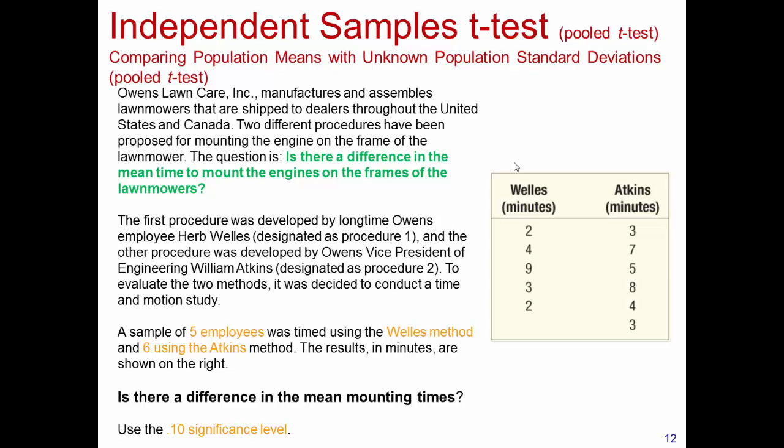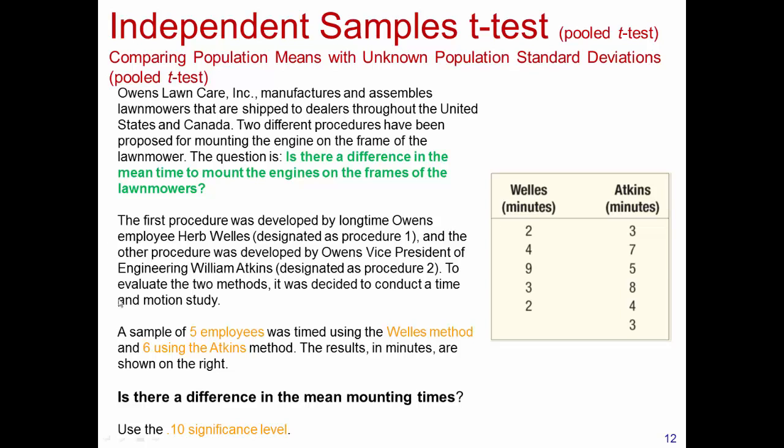The first procedure was developed by longtime Owens employee Herb Wells, designated as Procedure 1. And the other procedure was developed by Owens Vice President of Engineering, William Atkins, designated as Procedure 2. To evaluate the two methods, they decided to conduct a time and motion study. A sample of 5 employees was used using the Wells method and 6 using the Atkins method. The results in minutes are shown on the right.